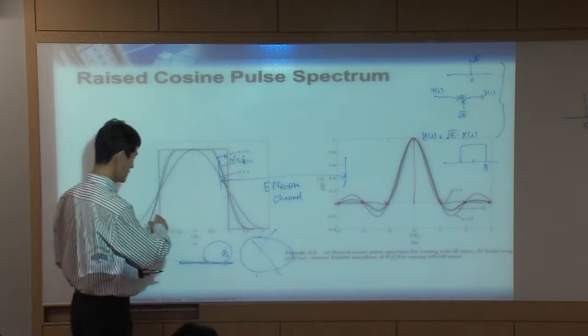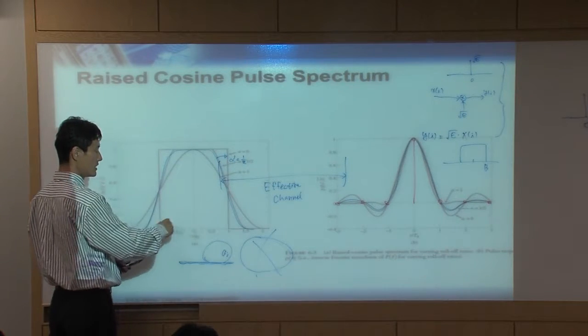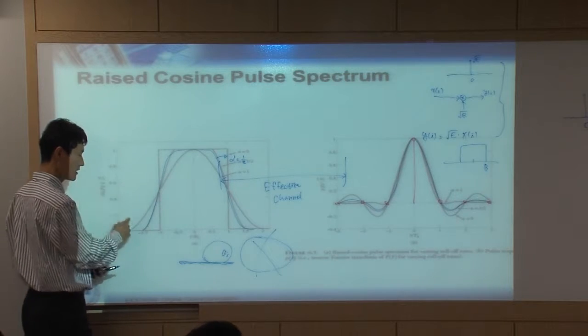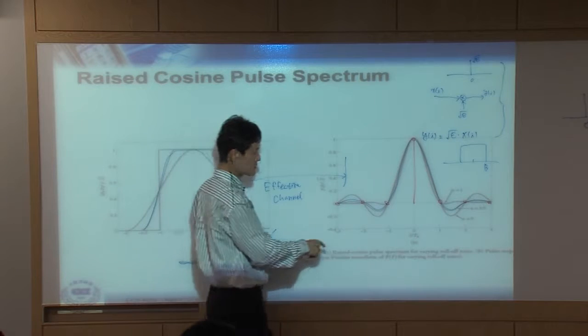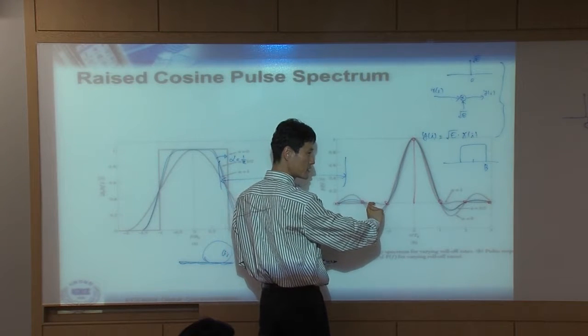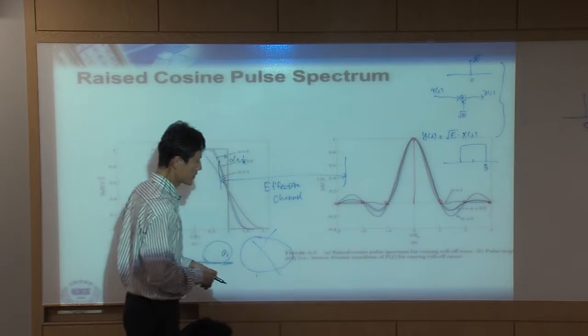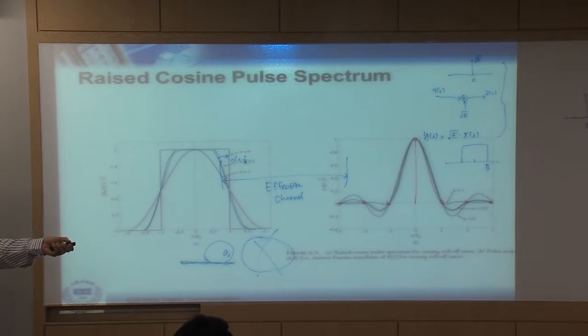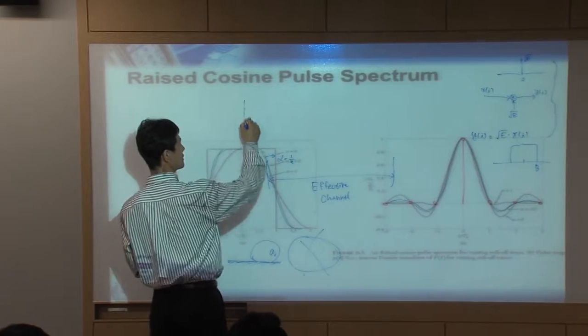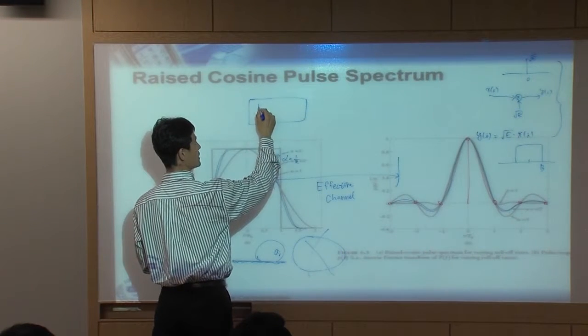But our pulse-shaping filter is not exactly rectangular. It actually has a little bit slow roll-off here. So that's why you have a little bit smaller side lobe. Okay? But that's the impulse response of our filter. So we have a filter here. That's what we are talking about, the raised cosine filter.